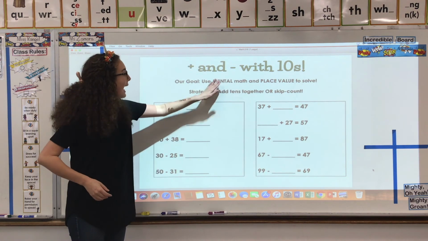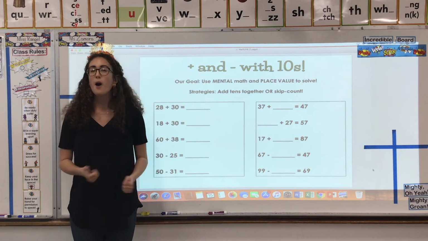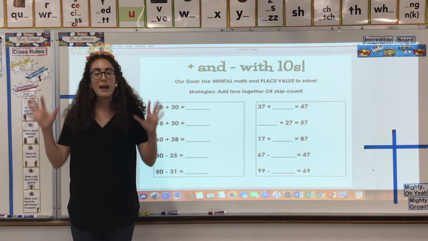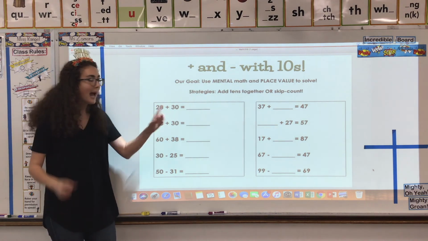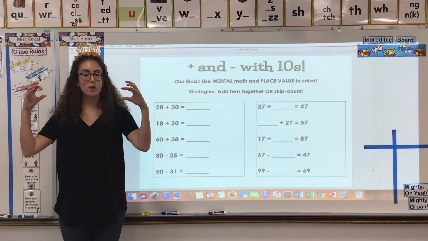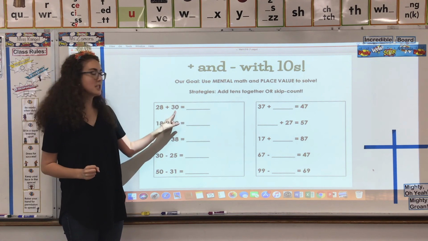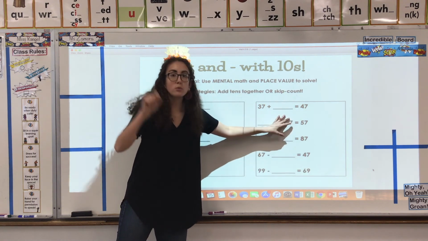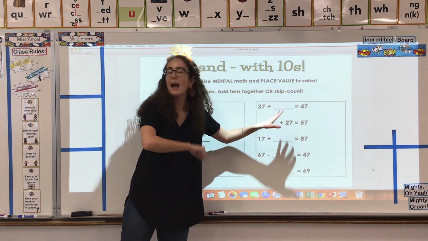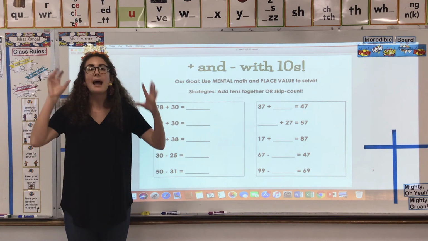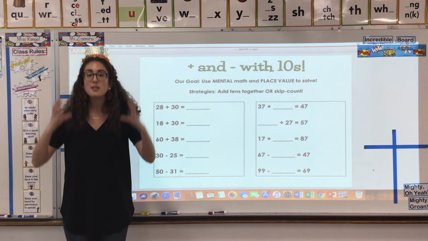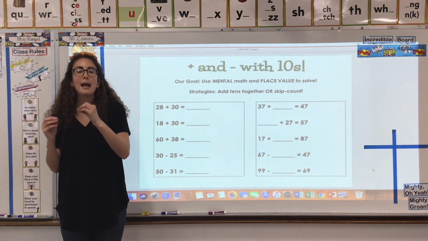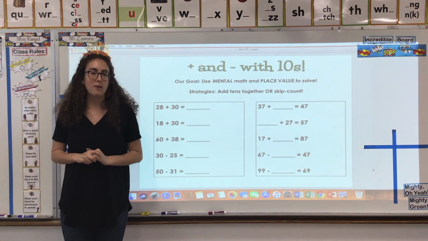And awesome people, I know our big goal is mental math, but if you're not there yet, that's okay. If you still need your whiteboard out to either write out these problems in their unit form, to write out 2 tens plus 3 tens, or if you need your whiteboard to write out what you skip counted, that's okay as well, as long as you're using your whiteboard to help your mental math skills. Make sure you're just writing out parts of our strategy that we've been working on.